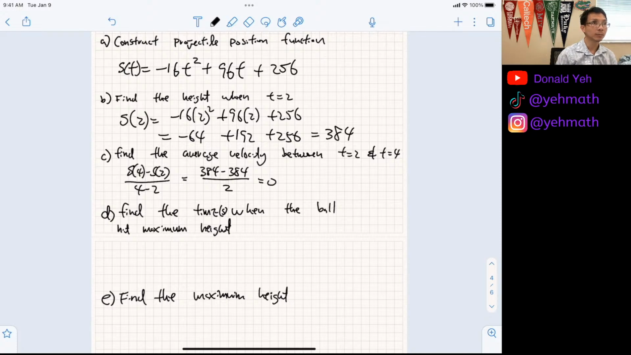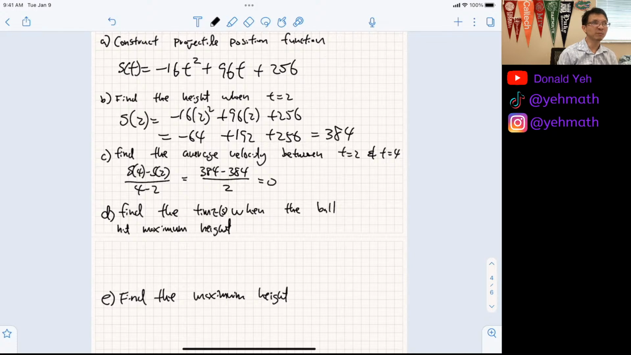Danny? You can do that, or you can do -b over 2a, and the x value is 3, and then you do s of 3 and evaluate. Yeah, negative b over 2a is definitely one way to go, but right now we're doing calculus. So how did you do it in calculus? Using calculus, how do you find the time when the ball reaches the maximum height?